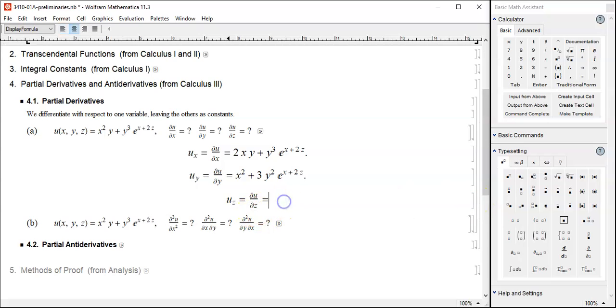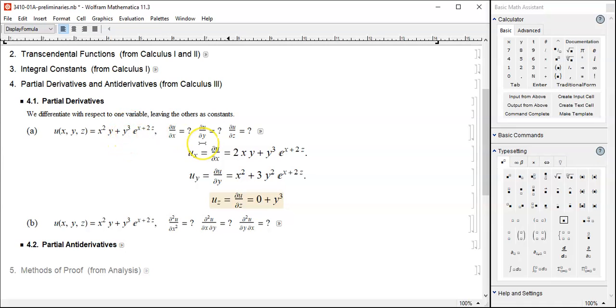Let's expand the font. And what's the derivative of this by z? This is constant, so that's 0. Now what's the derivative of this? Y cubed is just a coefficient. You see, if this is y cubed plus something, then that'll go down. But it's times, so it's a coefficient.